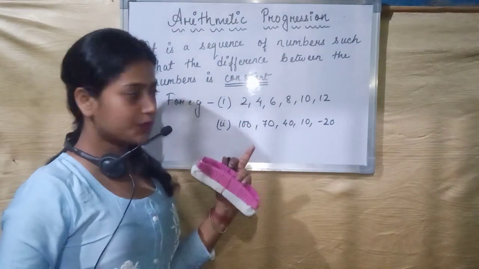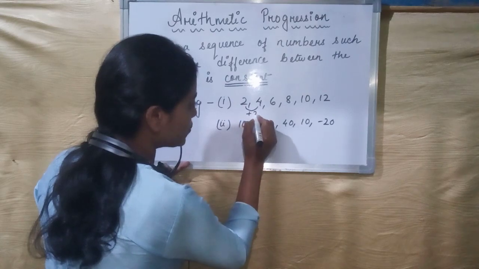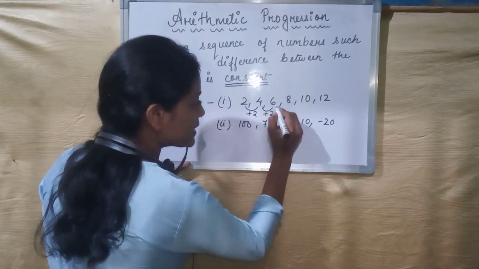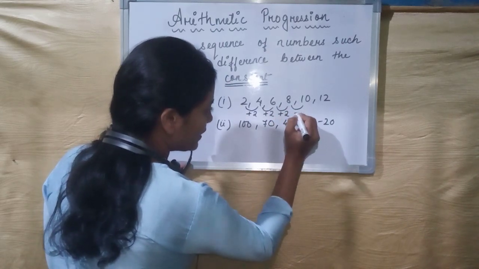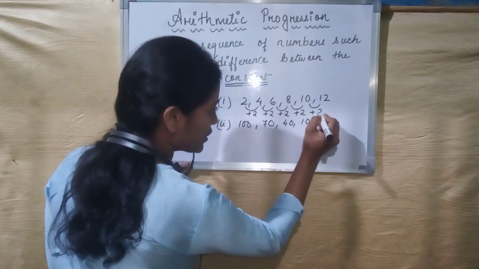Now if we observe this sequence, we see the difference between 2 and 4 is plus 2. Between 4 and 6, the difference is plus 2. Between 6 and 8, plus 2. Between 8 and 10, plus 2. And between 10 and 12, the difference is plus 2.